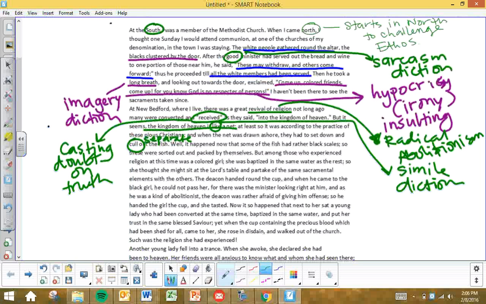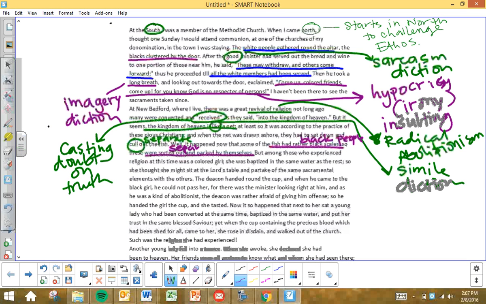Who are the fish that had less? Who is the captain? And these were sorted out and passed by themselves. So this revival of religion, the black people, was little time. We're sorted out and passed by themselves.